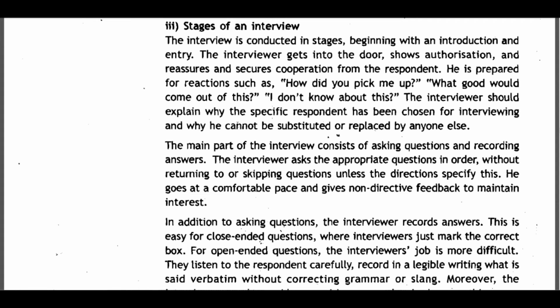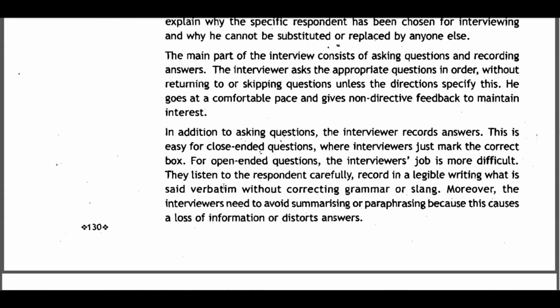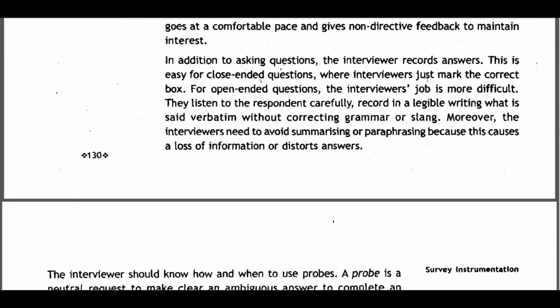The interviewer should explain why a specific respondent has been chosen for interviewing and why he cannot be substituted or replaced by anyone else. The main part of the interview consists of asking questions and recording answers. The interviewer asks the appropriate questions in order, without returning to them or skipping questions unless the directions specify this. He goes at a comfortable pace and gives non-directive feedback to maintain interest. In addition to asking questions, the interviewer records answers.